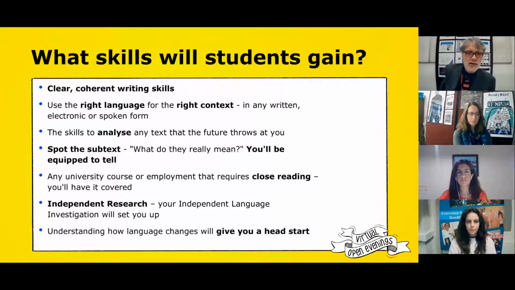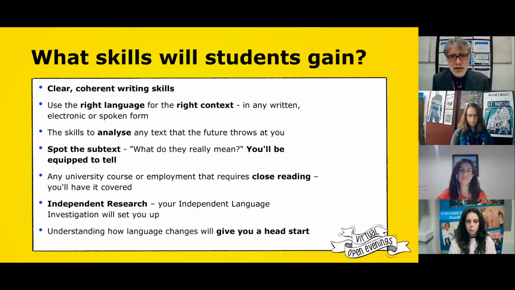So what skills will you gain if you take English language? So I think you gain a lot of skills, and we put some of them on this slide. So one important one is clear, coherent writing skills. So I think you will get this whichever English you choose, but it's very definitely one we prioritize in English language, and you will get to write for lots of different purposes and contexts.